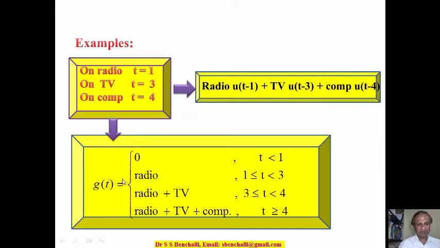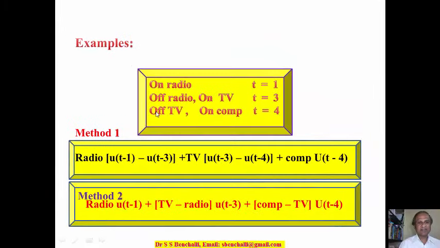Or you can define a function g of t equal to 0 when t is less than 1. It means before 1 o'clock, the radio is off. Is it clear? TV is off. Computer is also off. So in between 1 p.m. and 3 p.m. the radio will be on. Is it clear? And from 3 to 4 p.m. the radio as well as the TV will be on. After 4 o'clock, all three equipments, namely radio, television, computer, will be on. Is it clear? Either you can write it in this form or this concept can be written in another form.